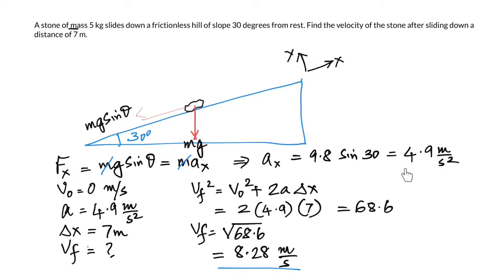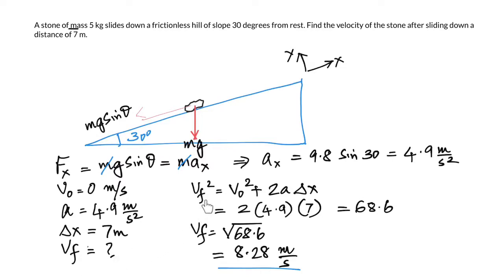So now, since we have to find the velocity of the stone after sliding down a distance of 7 meters, we know that the initial velocity is 0 meters per second because it's at rest. It says from rest. The acceleration that we have calculated is 4.9 meters per second squared. The displacement is 7 meters, and we have to find the final velocity.